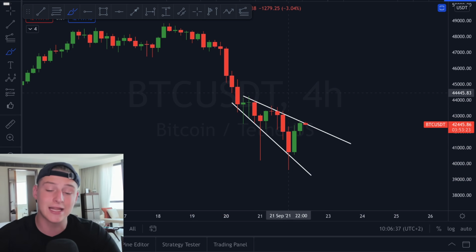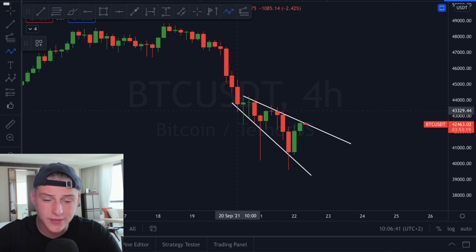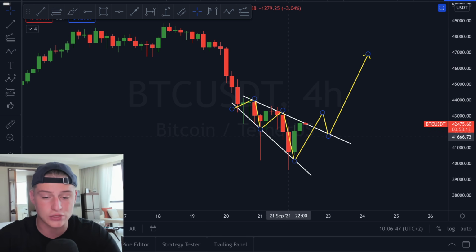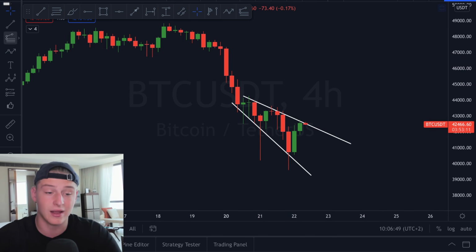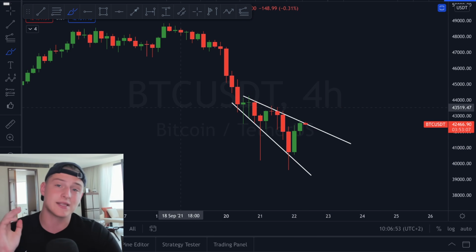It looks like a descending broadening wedge here, and if you don't know what descending broadening wedges are, these are typical reversal patterns after a leg down. You tend to create these, and at the end of the day, these tend to break towards the upside. There's a very high likelihood that descending broadening wedges are going to break towards the upside. Let's say it's approximately a 70% chance that this is going to break towards the upside.